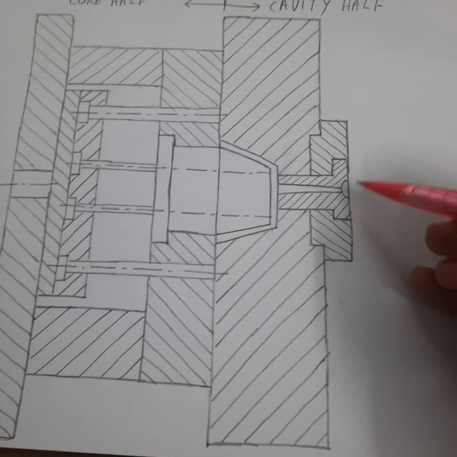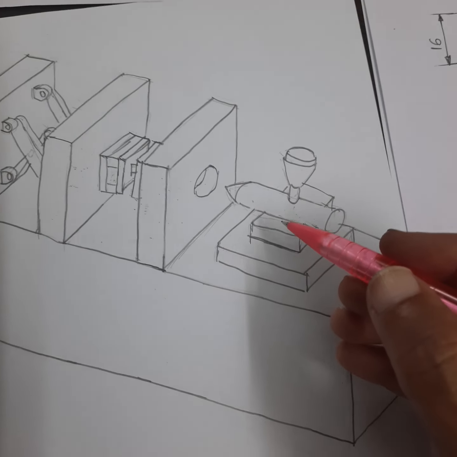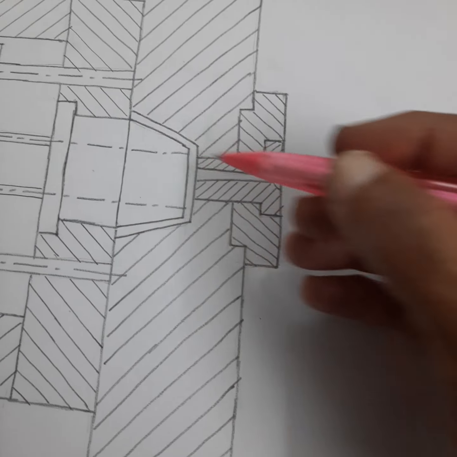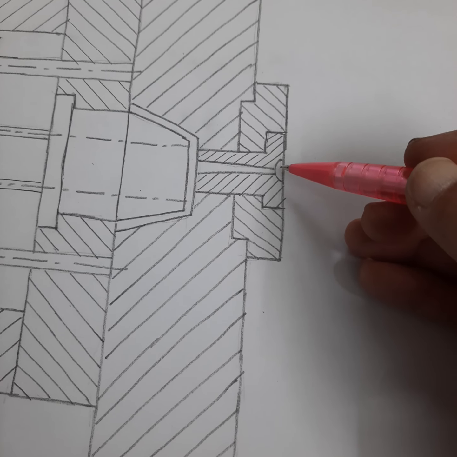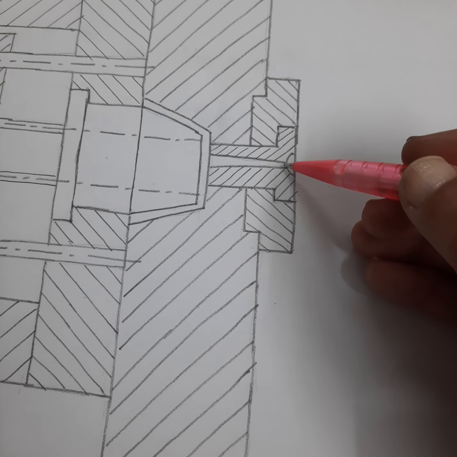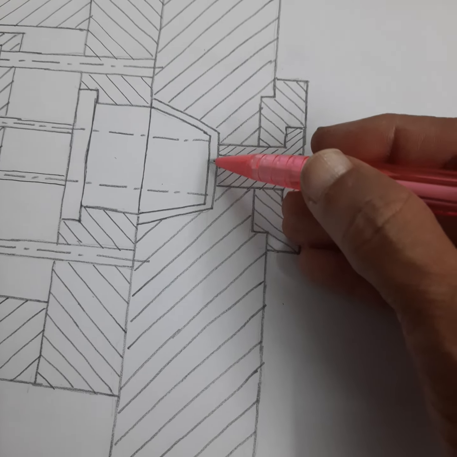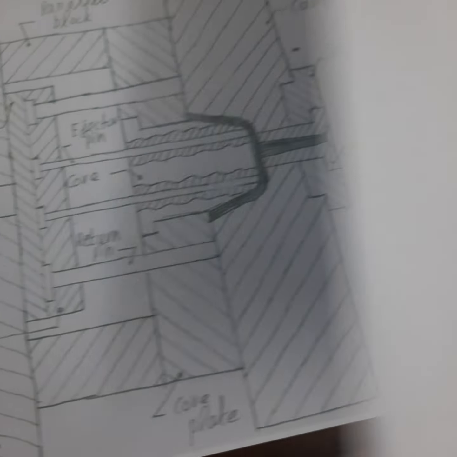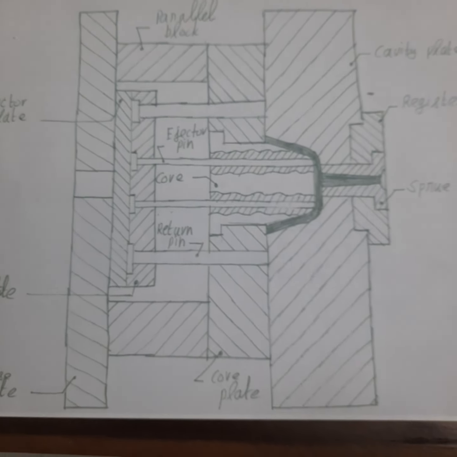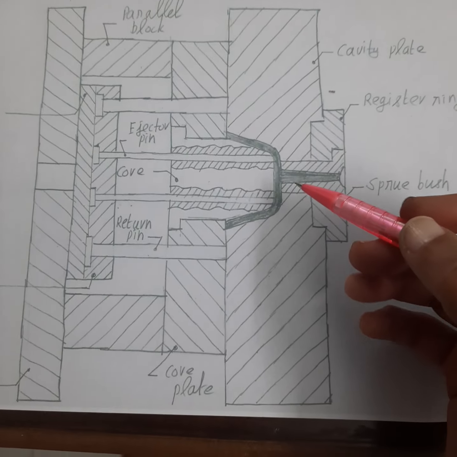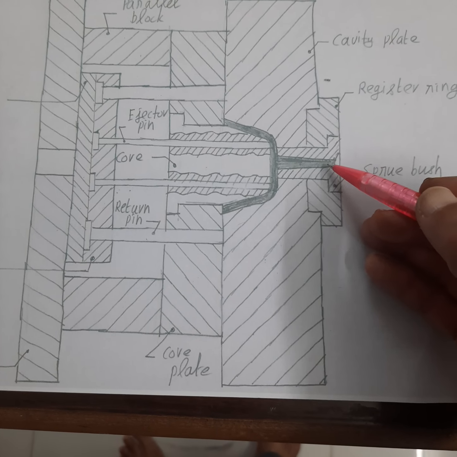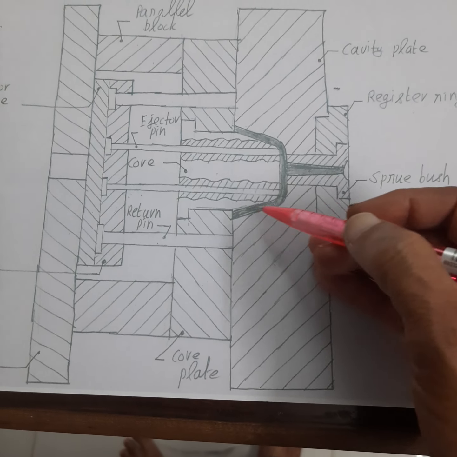So the molten polymer will be injected from the nozzle of the injection unit into the space through the sprue. From the nozzle, the molten polymer flows through this sprue and it fills the space around the core. That is what is shown in this figure. See here, the polymer from the injection nozzle flows through the sprue and it fills the gap around the core.